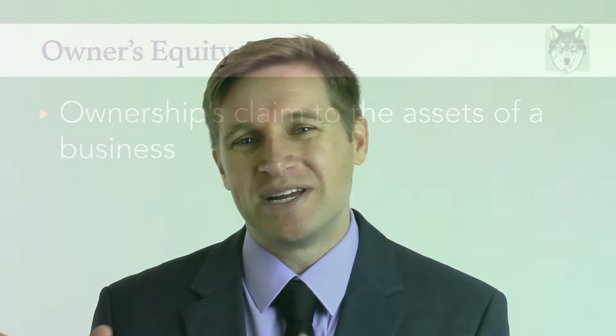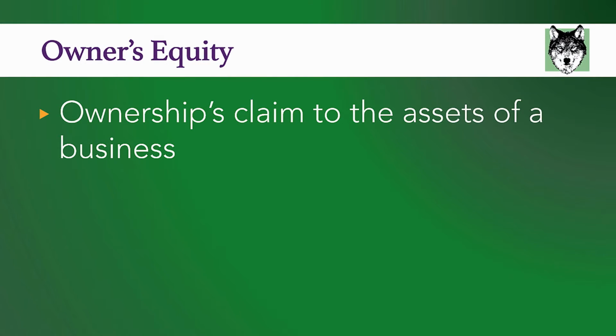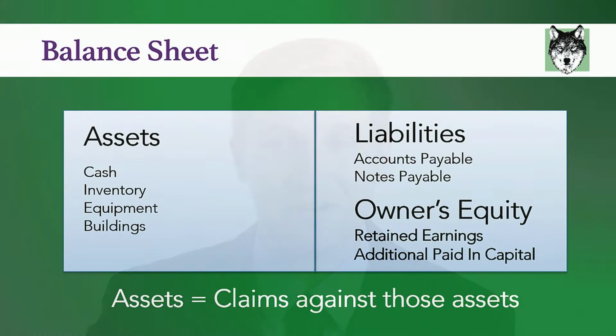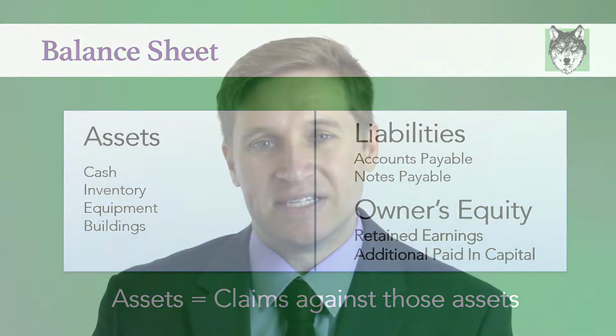So what is owner's equity? Owner's equity describes the ownership's claim to the assets of the business. So in a balance sheet, you're going to see the different creditors of the business listed out. You're going to see different liabilities. You might owe money to suppliers. You might owe money to the bank. Those are captured in liabilities. Owner's equity is going to be the remainder of the assets in the business that is attributed to the ownership.